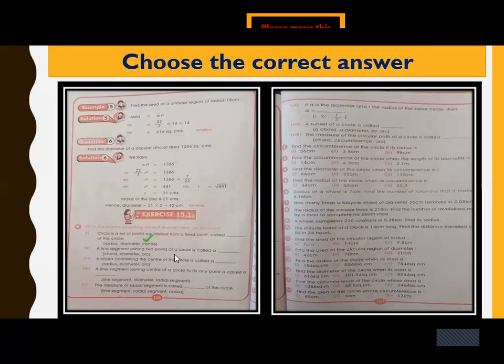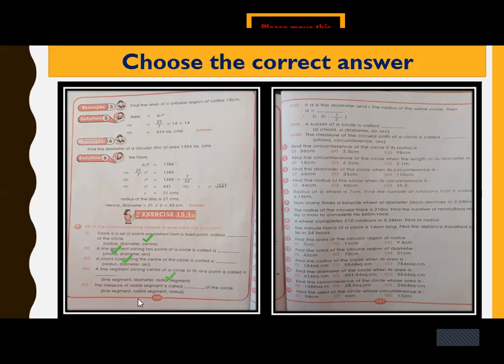The line segment joining two points of the circle is called, what is the answer? Chord. Very good. The chord containing the center of the circle is called the diameter. Very good, Asya. We get the answer number three is diameter. The line segment joining the center of the circle to any point is called the radial segment.